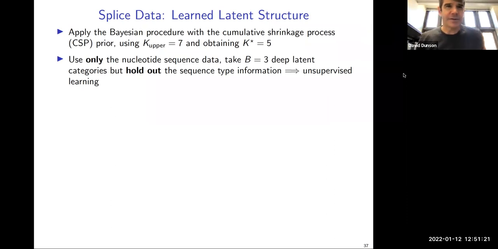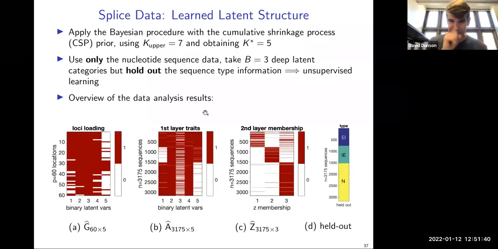So what are we going to do? We're going to use the nucleotide sequence, take the Z's, hold out the sequence label information, and then see whether our inferred alphas and Z's relate to the sequence labels that we held out. But we're doing unsupervised learning. Okay, so here is an overview of some of the results.